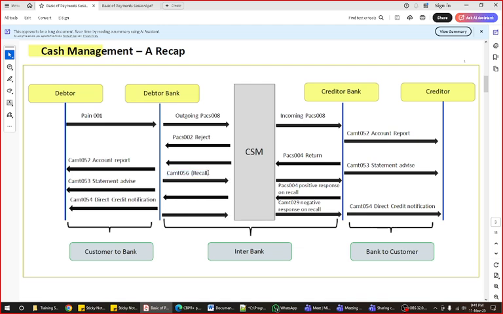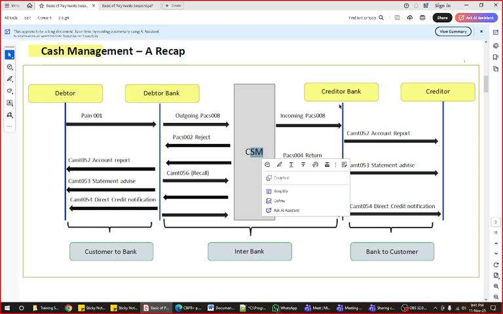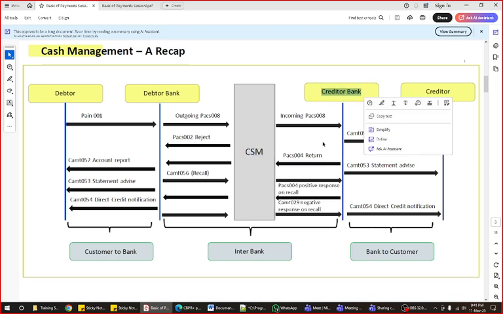Okay, what will happen after sending this CAMT 56? It contains details of the transaction sent on PACS 008. It contains the UETR, payment amount, reference, everything. Then via the CSM it is routed to the creditor bank. Now the creditor bank will ask the creditor: the cancellation request has been sent by the debtor. Do you want to accept it or reject it?